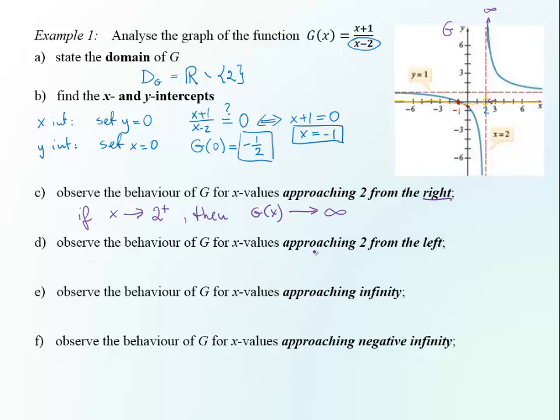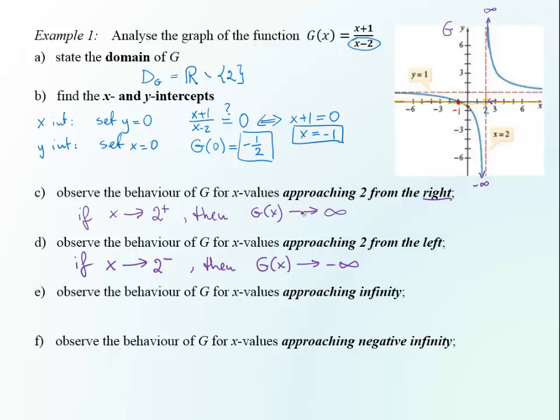Similarly, if x approaches 2 from the left, negative side, that means by numbers a tiny bit smaller than 2, what are the values of the function? Well, they are going towards negative infinity. So then g of x is approaching negative infinity. That's how we describe the behavior of the function around point 2.